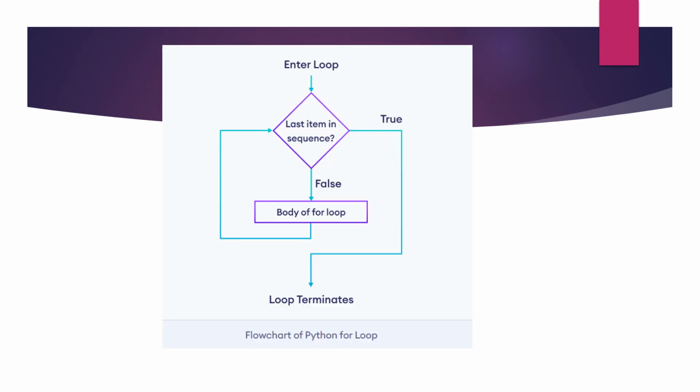This is a flow chart of Python for loop. Here it enters the loop, then it checks whether it is the last element in the sequence. If it is true, it comes out and terminates the loop. If elements are still left in the sequence, then it will again enter the body of the loop. Again it will iterate. Once all the elements are completed, it will come out of the loop and terminate the loop. Okay, this is a flowchart and this is how the Python for loop works.